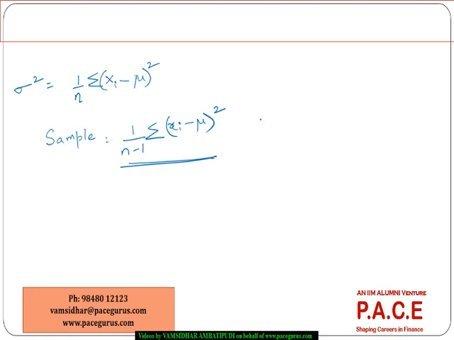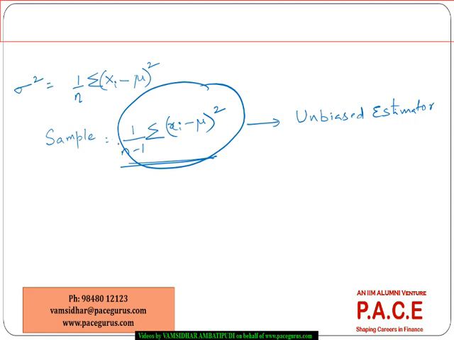Probably when we talk about unbiased estimators, we will come to know later that this formula is a much less biased estimator for the population variance compared to dividing by n. That's the reason we use n minus 1 as the mechanism for dividing the summation of the squared deviations from the mean. So we have computed the sample variance by dividing by n minus 1 and not n.